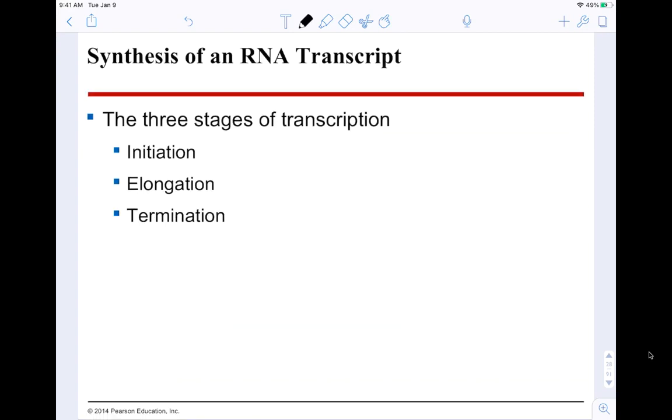So there are 3 different stages of our RNA transcription here. We have initiation, start, elongation, how it elongates, and then termination, the end. Beginning, middle, end, kind of. There we go.